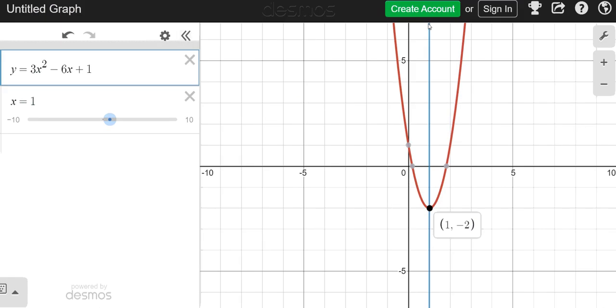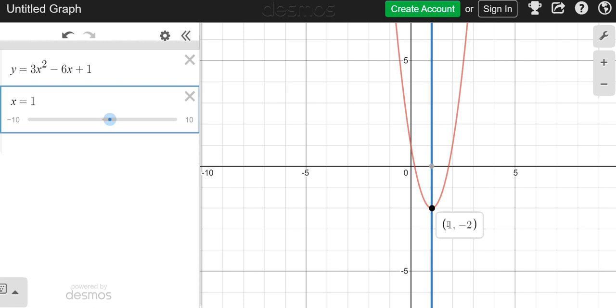Well, again, the vertex always has to lie on the axis of symmetry. If the axis of symmetry cuts the parabola directly in half, and the vertex is the highest or lowest point of this U-shaped graph, called a parabola, then the x-coordinate of the vertex is always the same as the axis of symmetry value. So if you get x equals 1 for the axis of symmetry, the x-coordinate of the vertex is 1. So how do we find this negative 2? If x is 1, how do we get that y-coordinate?